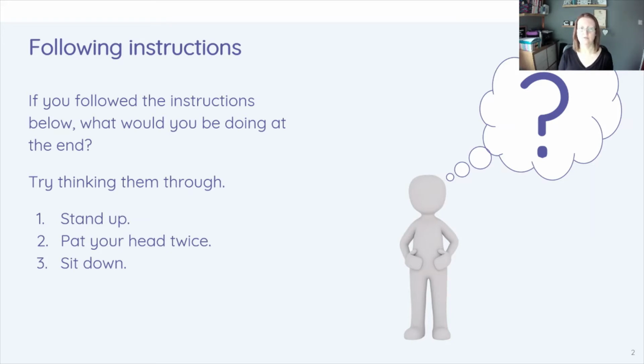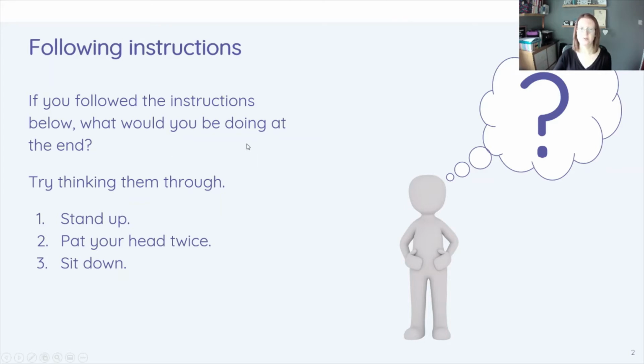So first, stand up. 2, pat your head twice. 3, sit down. What are you going to be doing at the end? That's right, you're going to be sitting down because that's the last instruction. So you'll have stood up, you pat your head twice and then sit down. And that's where you've ended up.